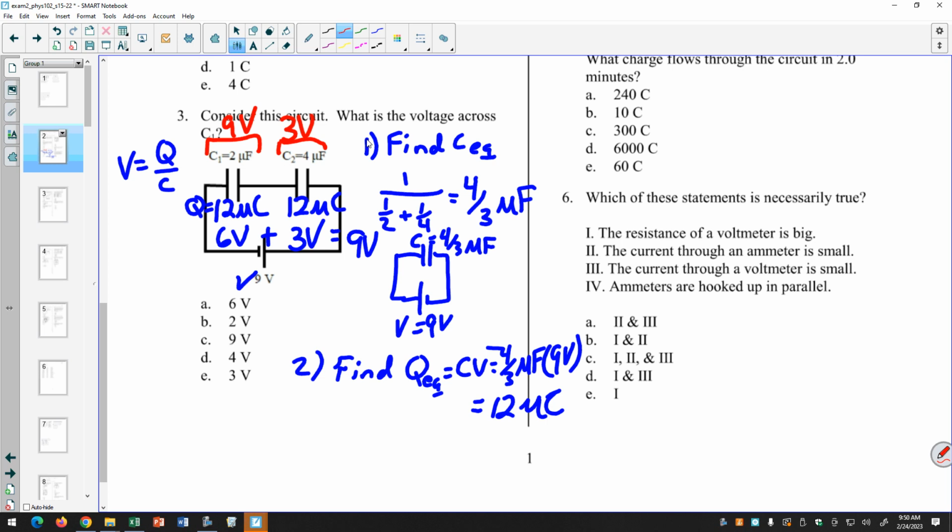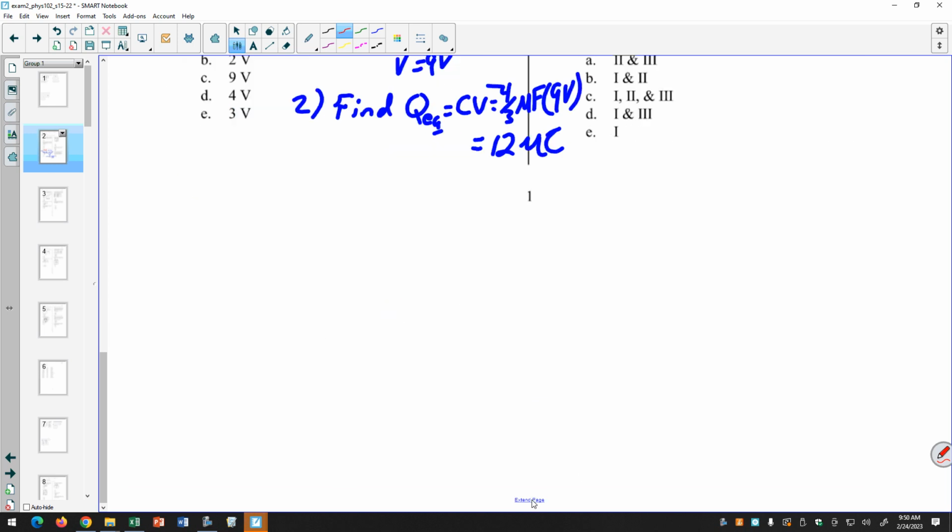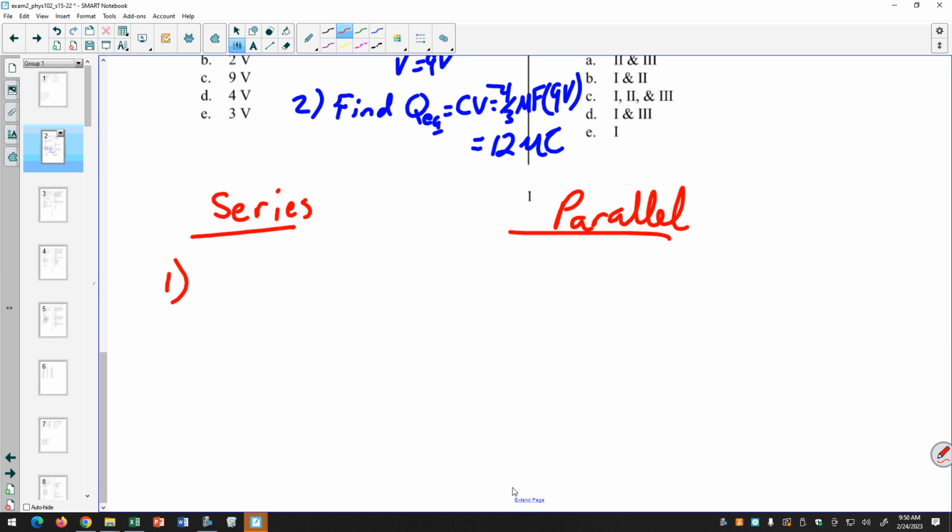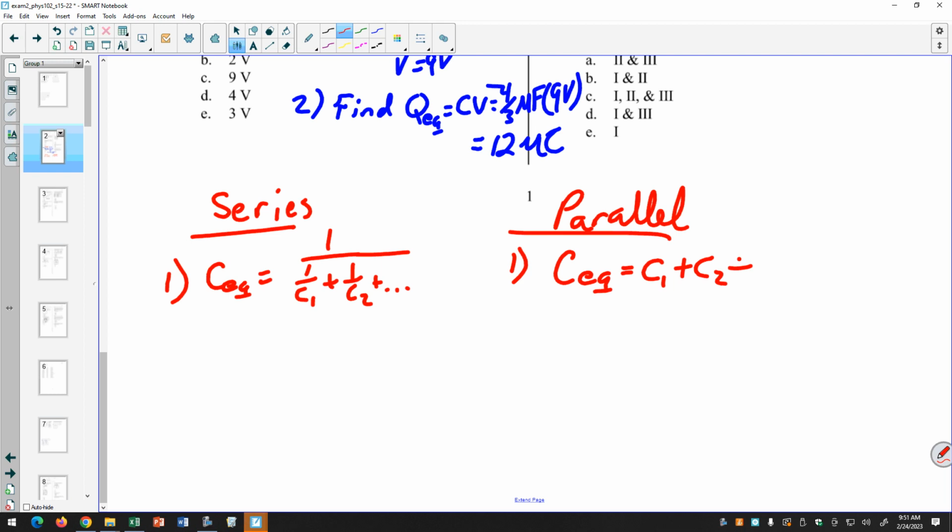I do want to review the rules for capacitors in series and parallel and just make sure that you have them all in one spot. So the rules for capacitors in series and capacitors in parallel are like this. First is the equivalent capacitance. For capacitors in series, the equivalent capacitance is 1 over C1 plus 1 over C2 plus however many capacitors you have. For capacitors in parallel, the equivalent capacitance is equal to C1 plus C2 plus however many capacitors you have.